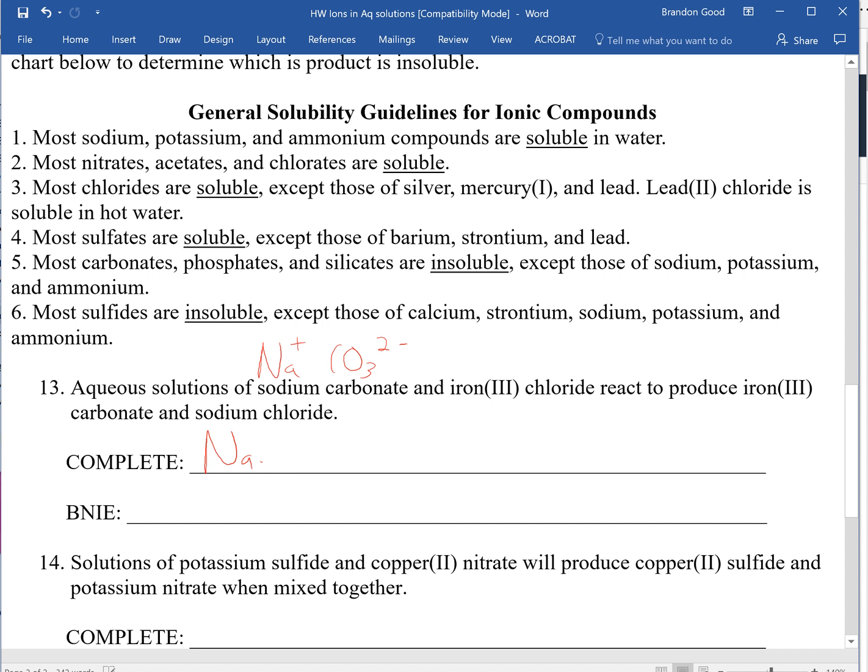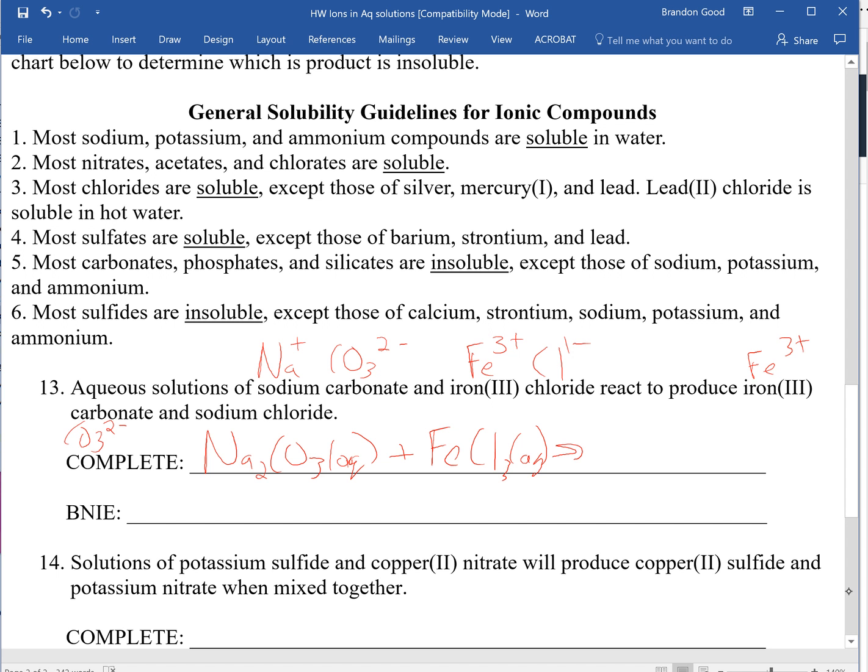So Na2CO3 is the formula of our first one. We're going to put aqueous there. Plus iron chloride. The Roman numeral 3 means it has a 3+. Chloride is chlorine. So in group 17, it has a 1 negative. So if we drop and swap, we'll see our formula, FeCl3. Okay. And then form iron carbonate. So again, we need to look up our charges and drop and swap.